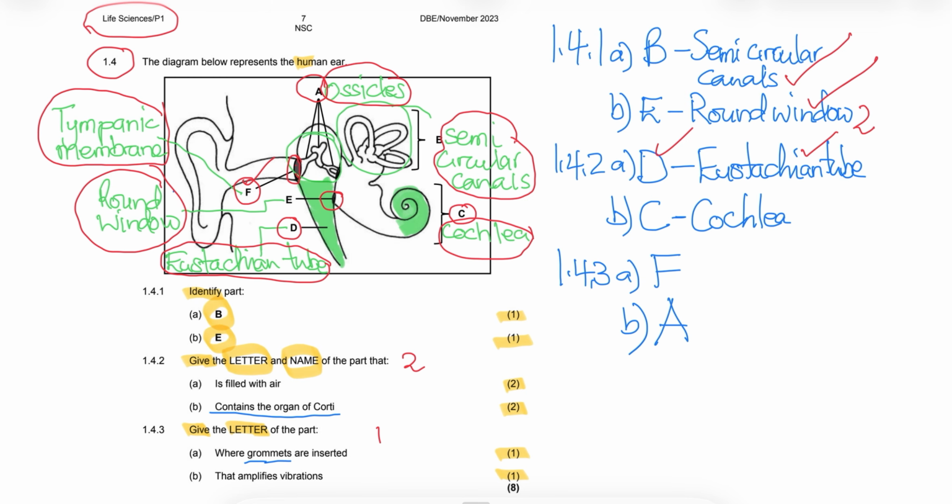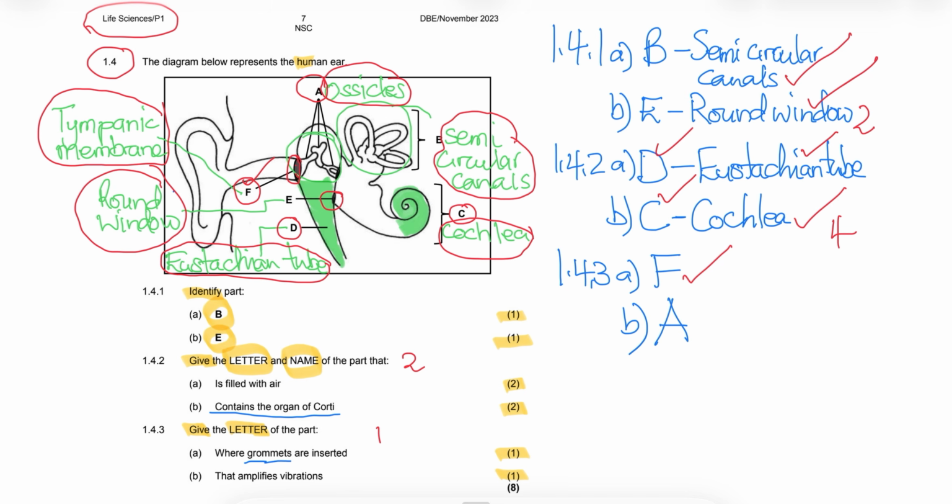We move on to B, the one that contains the organ of Corti, its letter and name. So we credit the letter and we also credit the name. The letter is C and the name is cochlea. And this question is out of 4 marks. We move on to question 1.4.3. It is asking for the letter, and the letter where grommets are inserted is F, which is representing the tympanic membrane. So we credit F here.